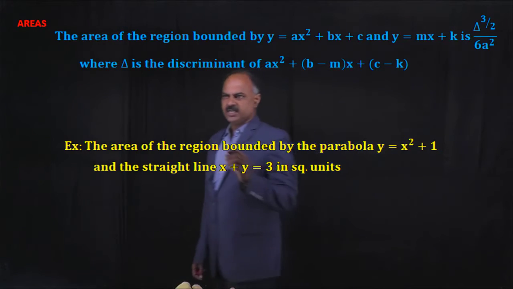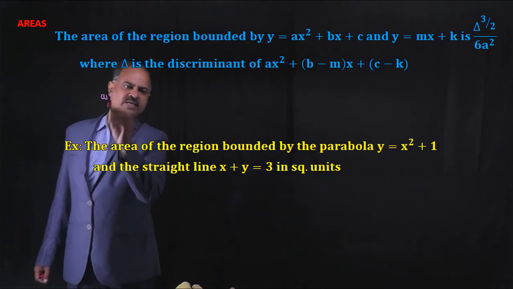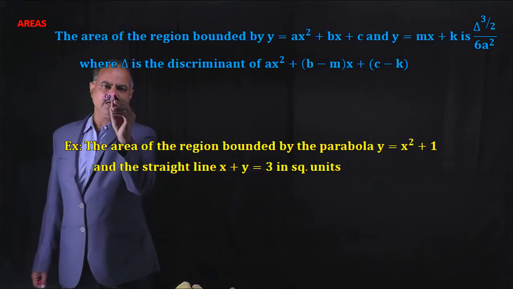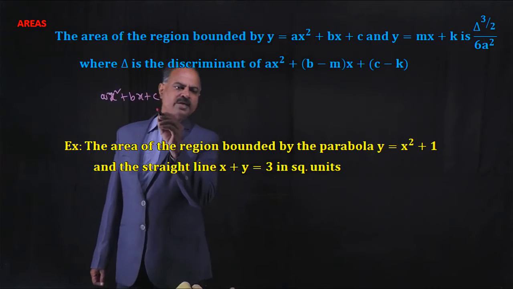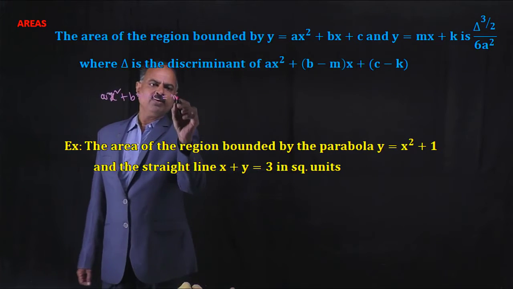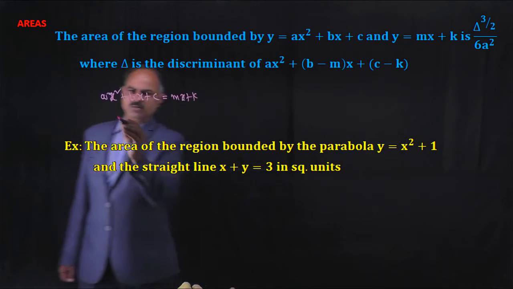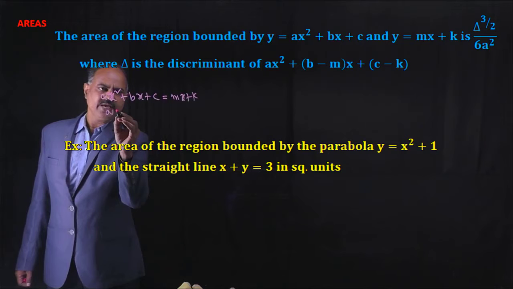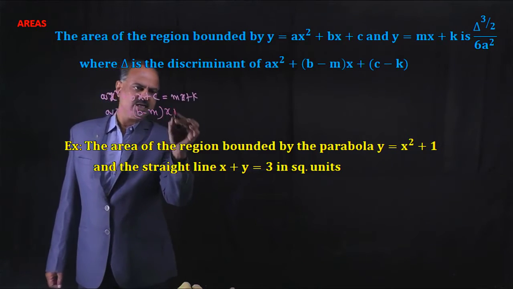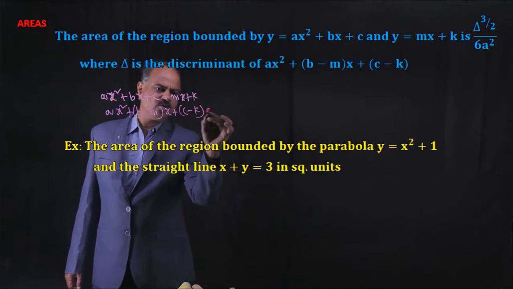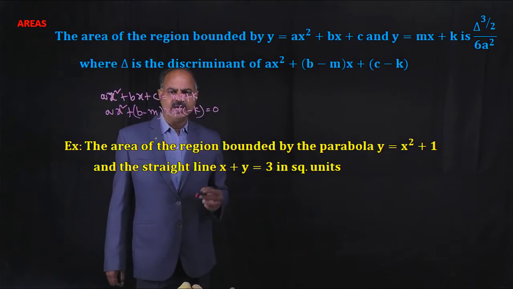So first, equating, that is equals to ax square plus bx plus c is equals to mx plus k. So here equating linear terms, now this can be written as ax square plus (b minus m) into x plus (c minus k) equal to 0. So here write delta power 3 by 2 by 6a square.